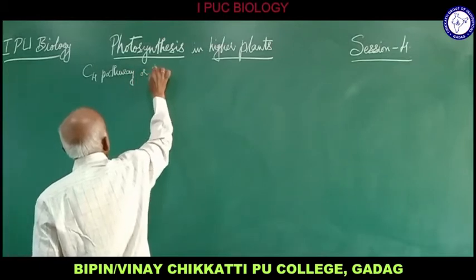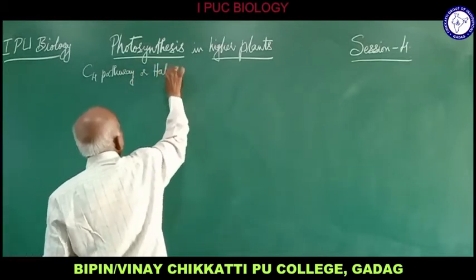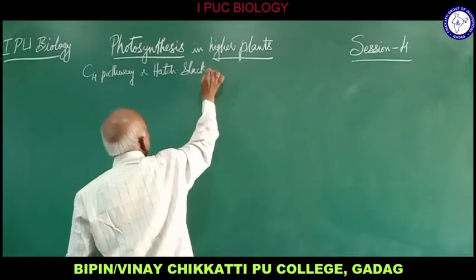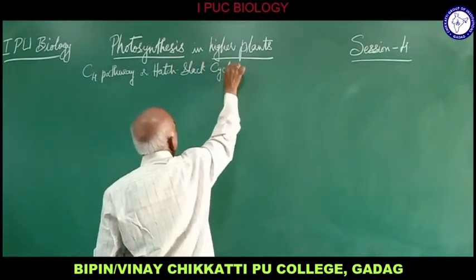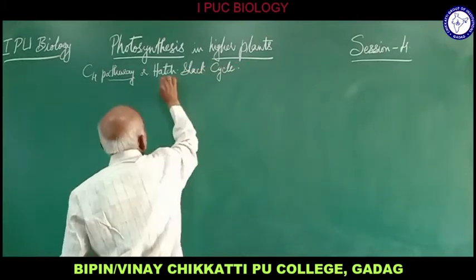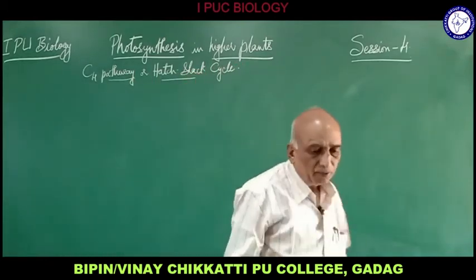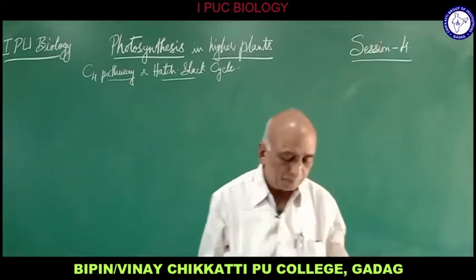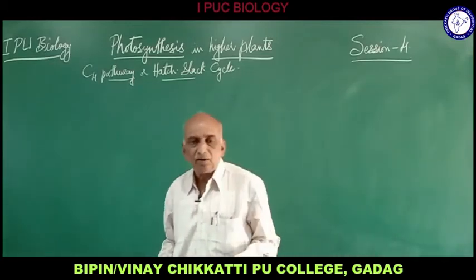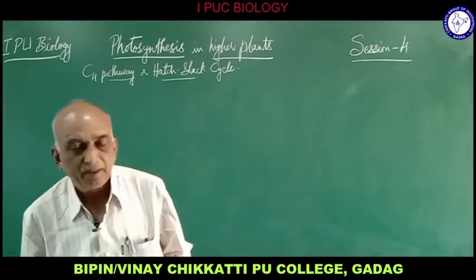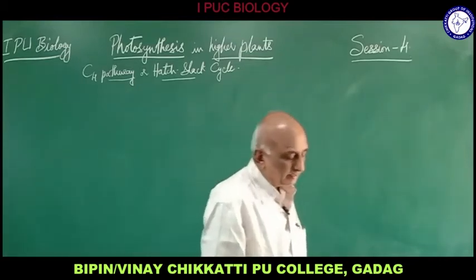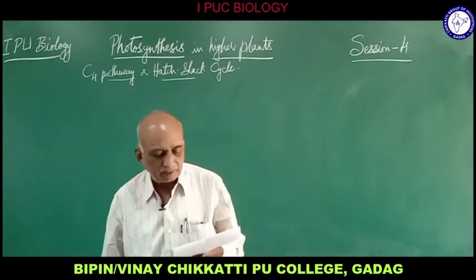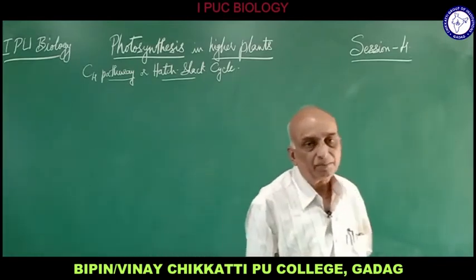or sometimes the Hatch-Slack cycle. So the Hatch-Slack cycle, or the C4 pathway, is an alternate pathway used in carbon dioxide fixation where a 4-carbon compound is the first stable compound.